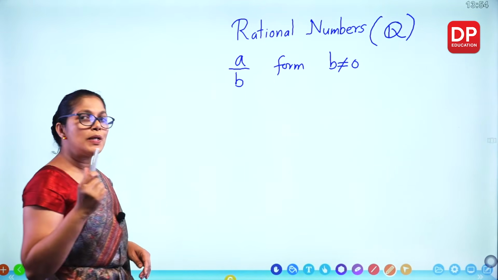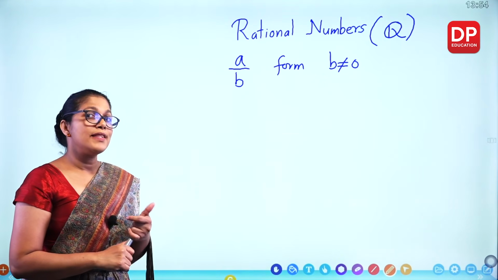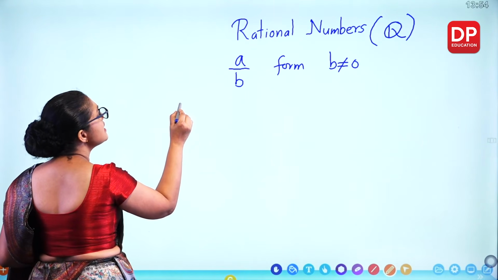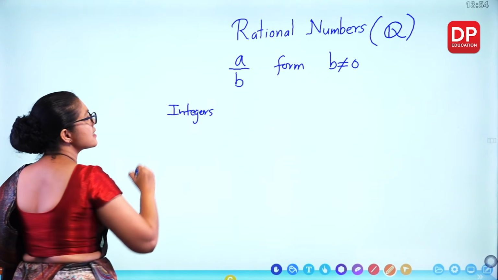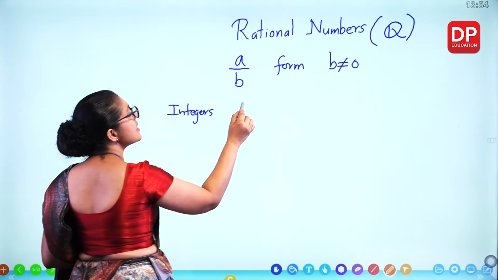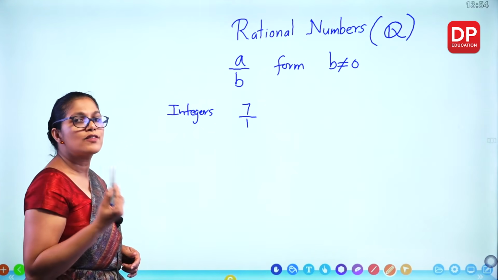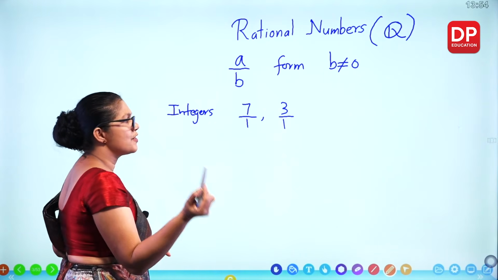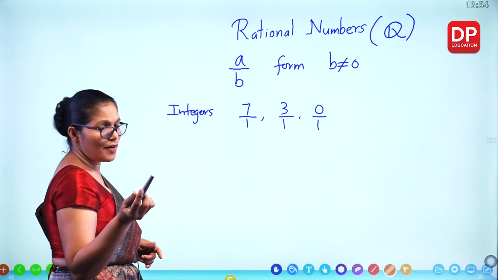So here, first we'll take all types of numbers that we did and check whether these are rational numbers. For example, we'll take integers. We know integers are whole numbers. Can we write in this form? Okay, we'll take 7. 7 is a whole number. So we can write 7 over 1. So you can write as a fraction. What about 3? You can write as 3 over 1. What about 0? 0 divided by 1 is 0.